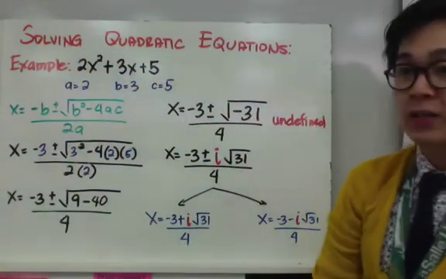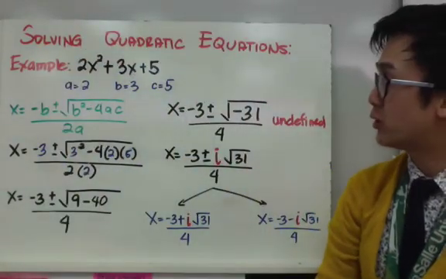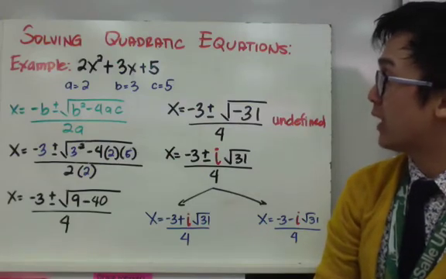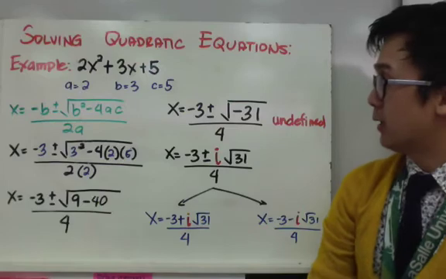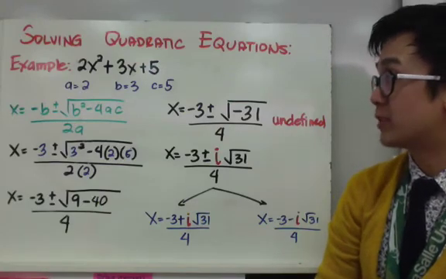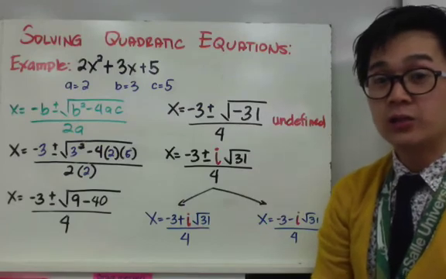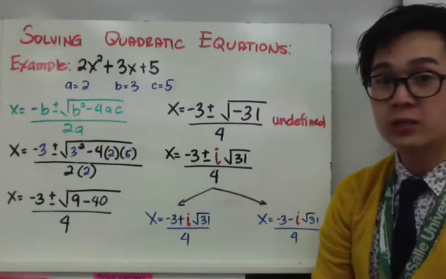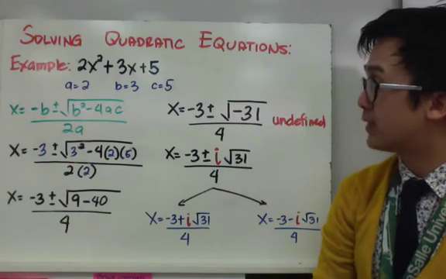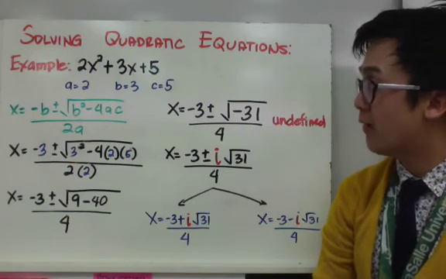Since we're working on quadratic equations, we need to show you how imaginary numbers can be used in the quadratic formula. So we have 2x squared plus 3x plus 5, and 2x squared plus 3x plus 5 is not factorable. So we will use the quadratic formula to solve for our values of x. So a is equal to 2, b is equal to 3, and c is equal to 5.